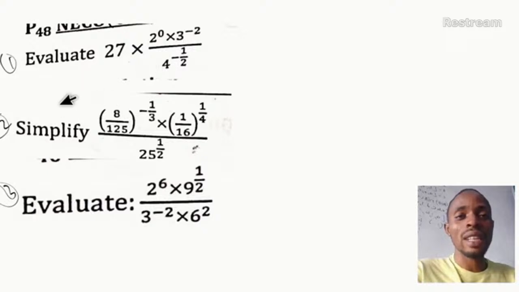So let's dive into it. Question 1 states: evaluate 27 multiplied by 2 raised to the power of 0, multiplied by 3 raised to the power of minus 2, divided by 4 raised to the power of 1 over 2. So how do we solve this question?